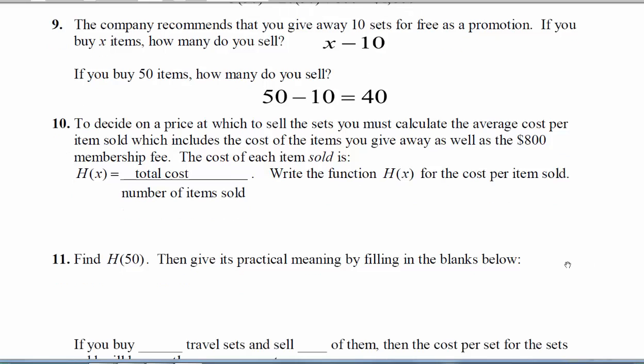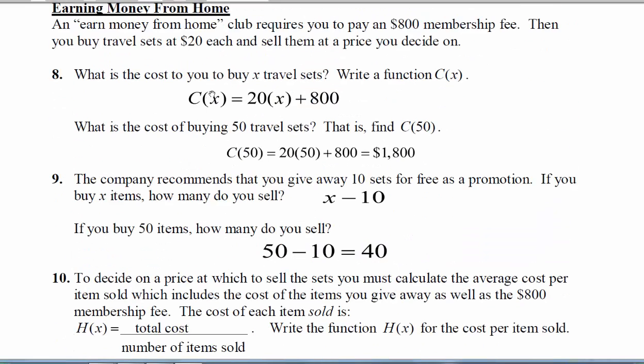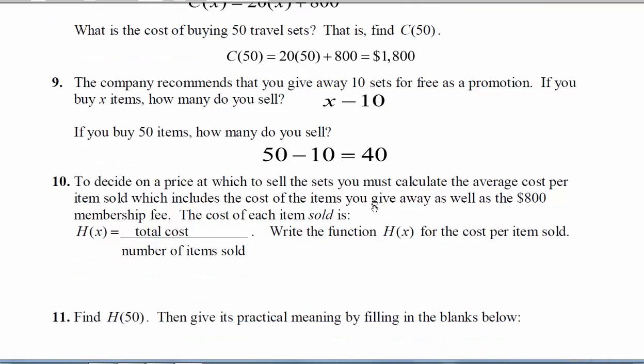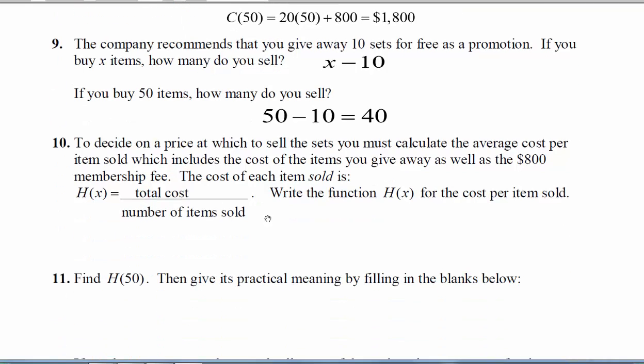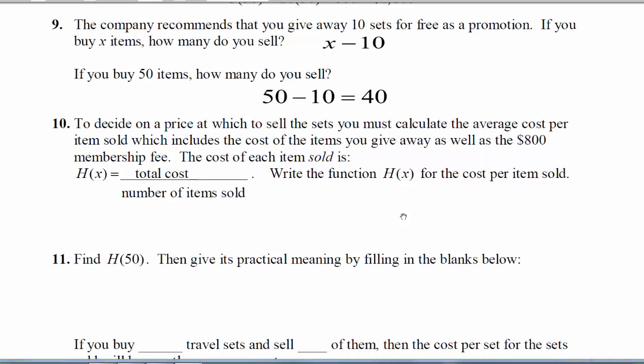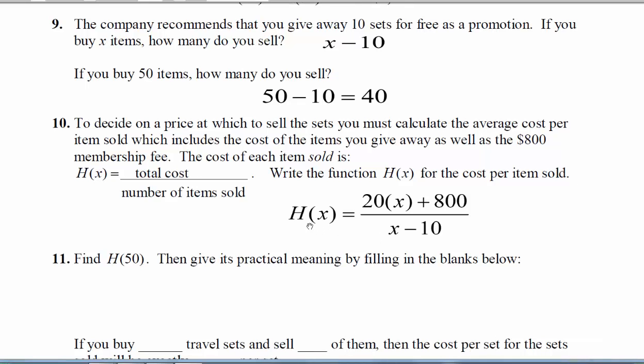Question 10. It says, all right, well, we want to come up with the average cost per item sold. So they're saying the average cost would be my total cost divided by the number of items sold. So here's the equation that represents total cost, and here's the equation that represents the number of items sold. So we can put this together in some type of equation, h of x. So it looks something like this, right? Here's my total cost, the 20x plus 800, divided by the number of items sold, x minus 10.